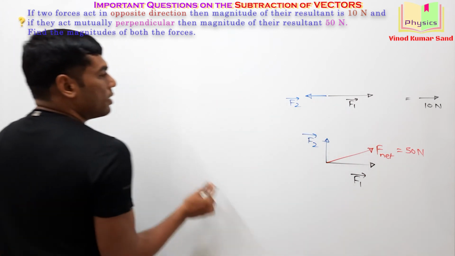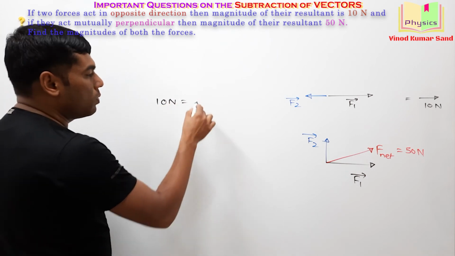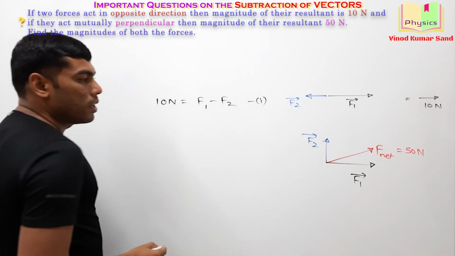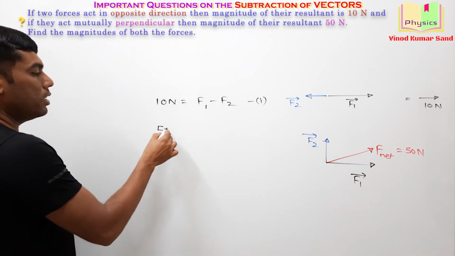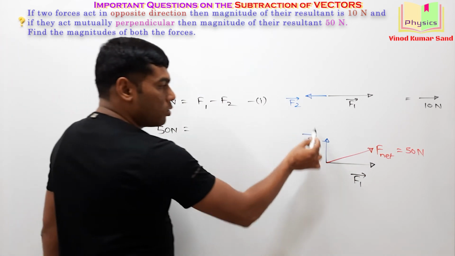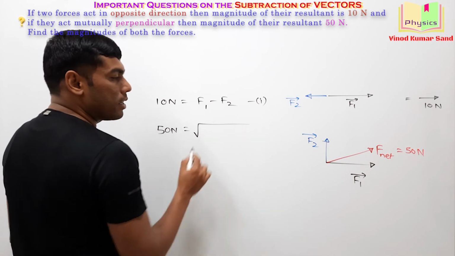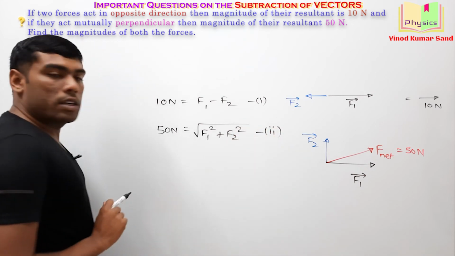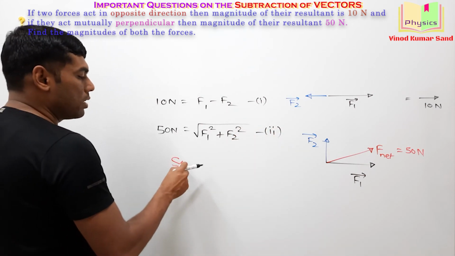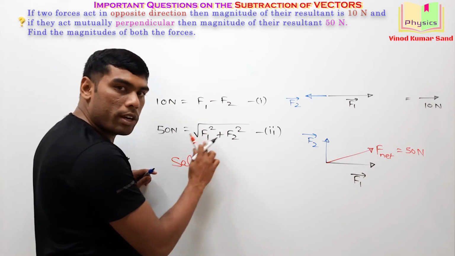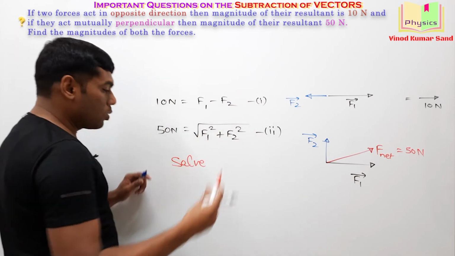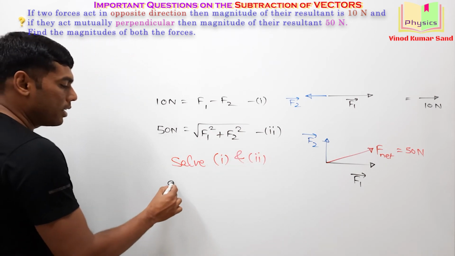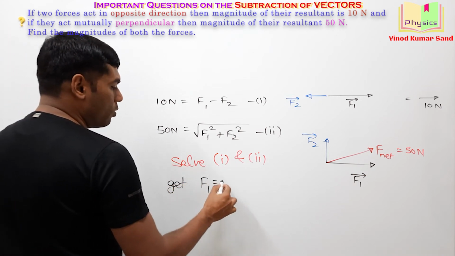In this case, the 10 Newton should be technically equal to what? F1 minus F2. Call it equation number 1. In this case, the 50 Newton should be equal to what? Two vectors are perpendicular, then the resultant has the magnitude root of F1 square plus F2 square. Call it equation number 2. Now the calculation is pretty simple. You have two unknowns, F1 and F2, and we have two equations, so it can be solved. I am leaving that to you. Solve equation number 1 and 2 and get the values of F1 and F2.